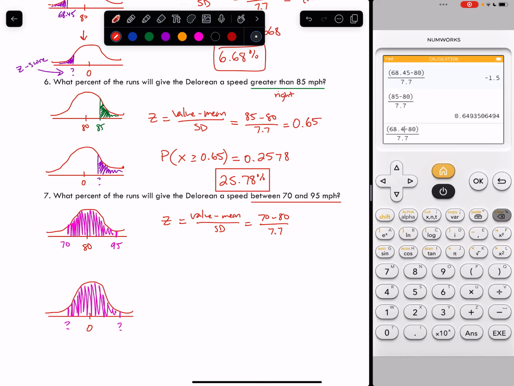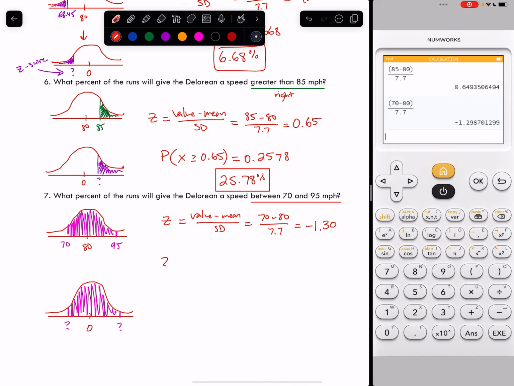Go ahead and paste that in again, and we'll use 70. If I do that this time, I get a negative number, so negative 1.30. We'll round that up. 298 would round up to 0.30.